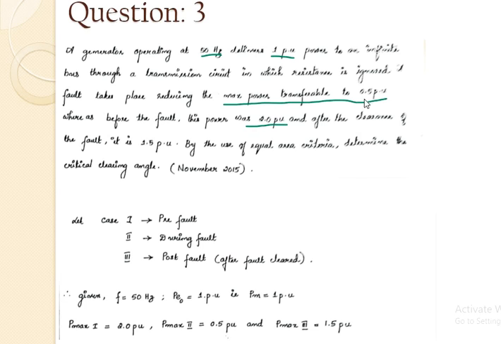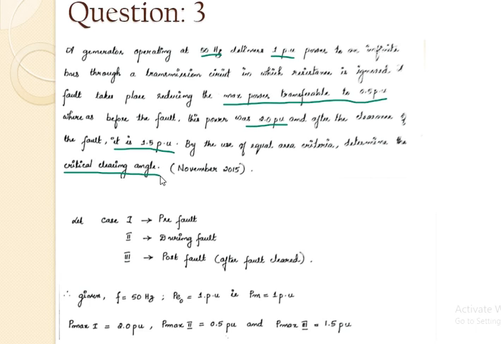That means when the fault occurs, your maximum power transfer is 0.5 per unit, but before the fault, the maximum power was 2 per unit. And after the clearance of the fault, it is 1.5 per unit. Which means during the fault the maximum power was 0.5 per unit, before the fault it was 2 per unit, after the fault it was 1.5 per unit. By the use of equal area criteria, determine the critical clearing angle.